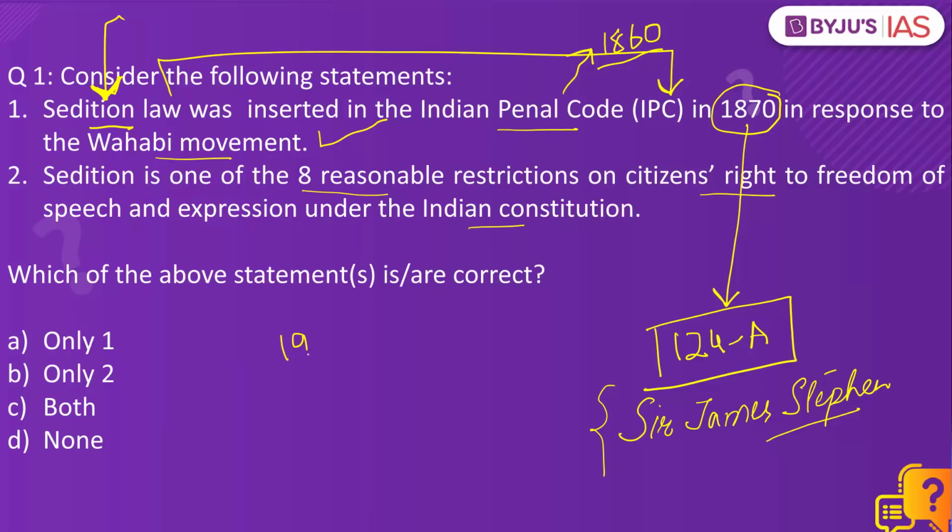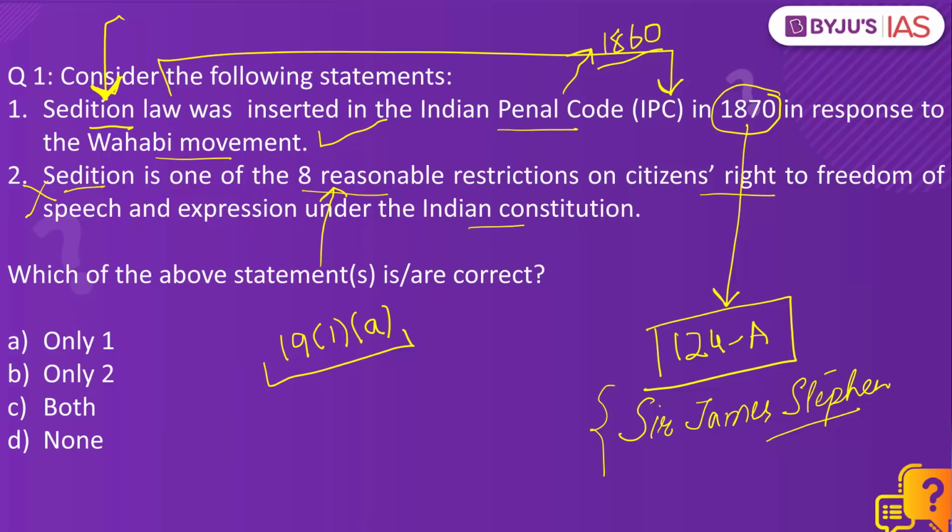We have freedom of speech and expression as a fundamental right under Article 19(1)(a), but this is not an absolute fundamental right. There are 8 reasonable restrictions. For example, your freedom of speech and expression can be restricted on the grounds of security of the state, sovereignty of India, friendly relations with foreign nations, public order, incitement to an offense, defamation, morality or decency, contempt of court. There are 8 reasonable restrictions on your freedom of speech and expression, but sedition is not one of them.